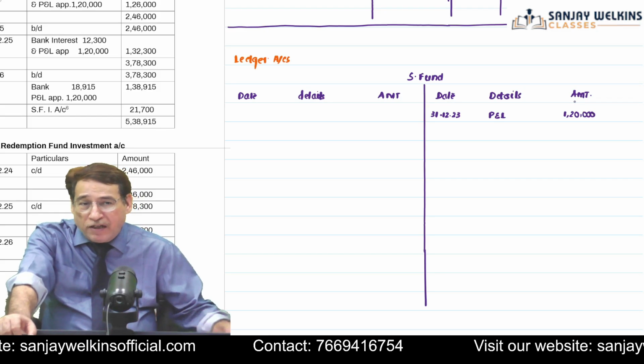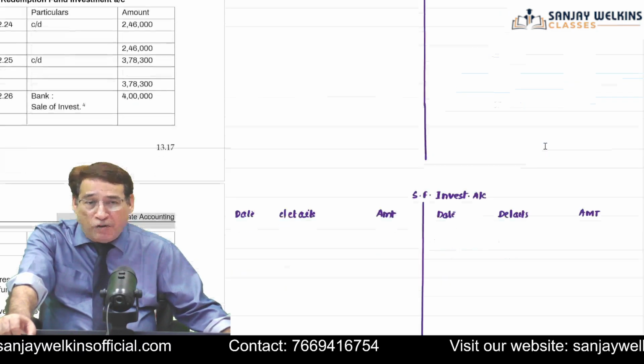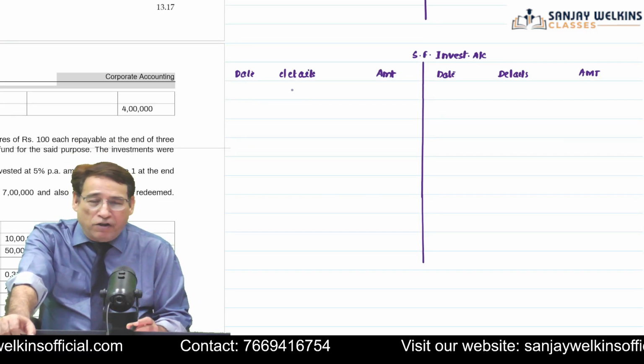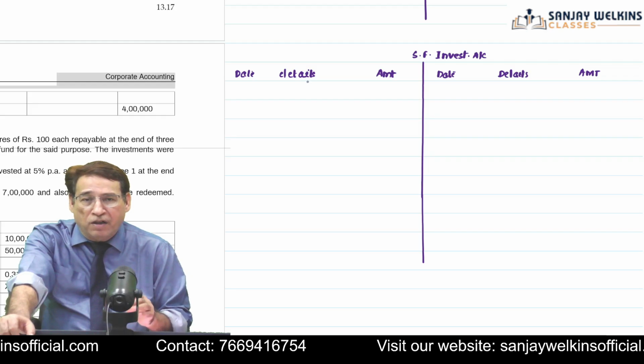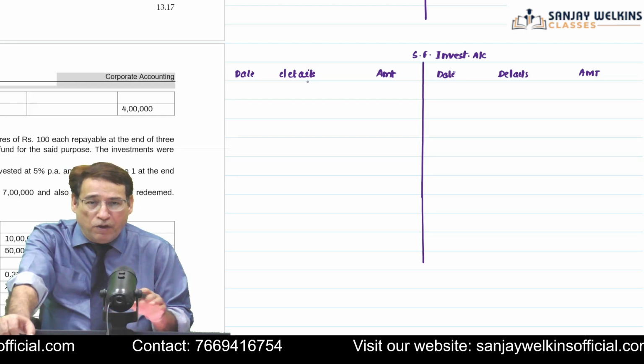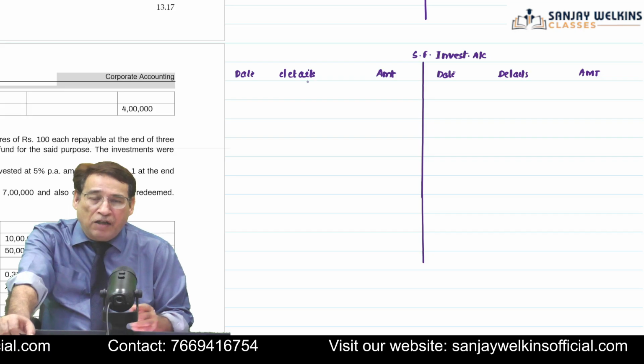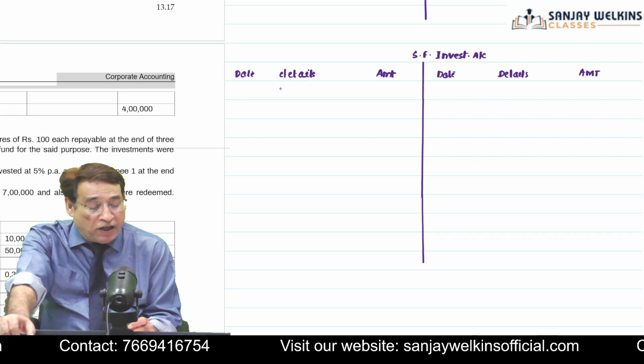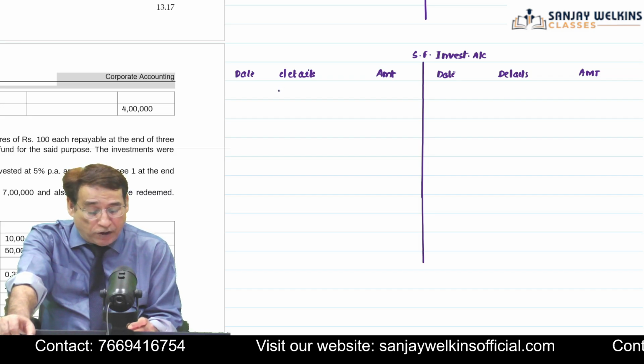After that we pass the entry sinking fund investment account debit to bank. In fact, we need not require to cram the entry. We have to think logically. As I told you at the end of the first year, the first thing which we are supposed to do is to appropriate a part of the profit, and then we are going to actually invest it. And when we are going to invest it, your entry will be sinking fund investment account debit to bank account.